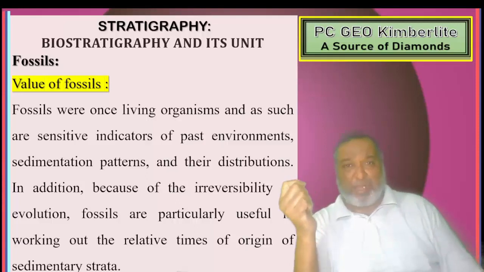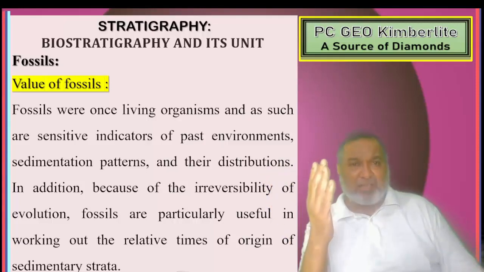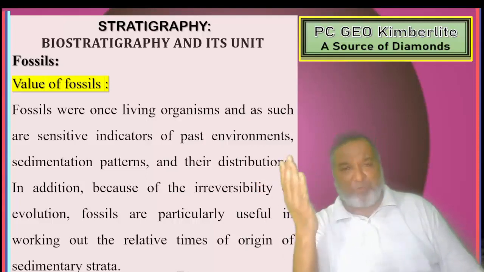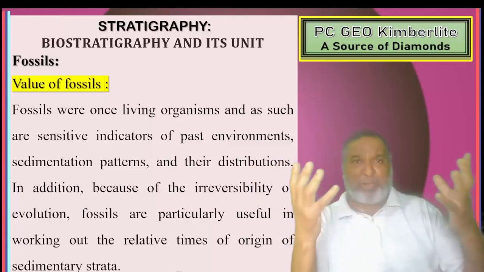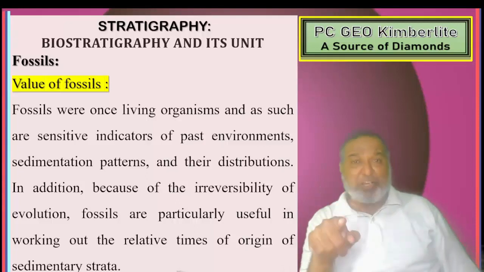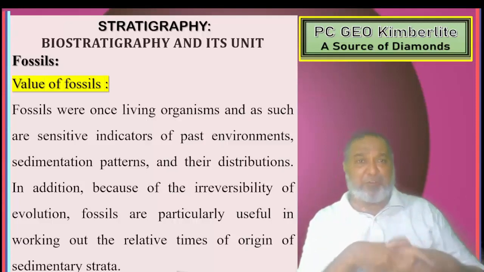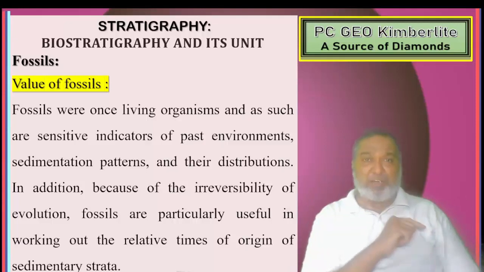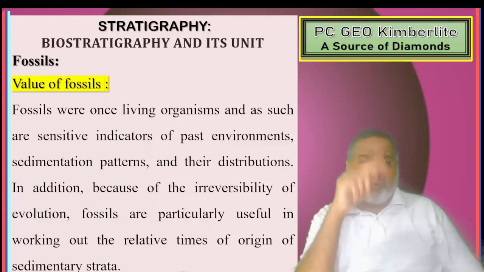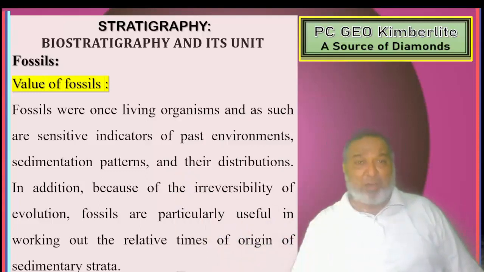Fossils were once living organisms, the past living organisms, and as such are sensitive indicators of past environment. Whichever environment they lived in, they were adapted to it. Once they die and get fossilized, the fossil gives you that particular past environment, sedimentation pattern, and their distribution. So we get not only the environmental condition from the fossil, but also the sedimentation pattern and the distribution. Geographically too, we see how a particular fossil has spread all over the world.